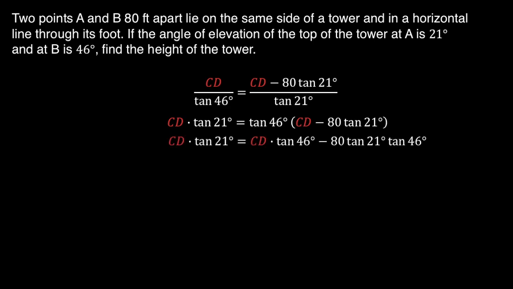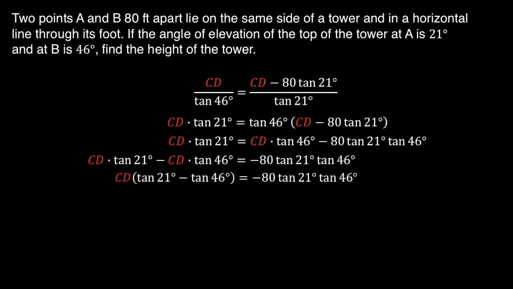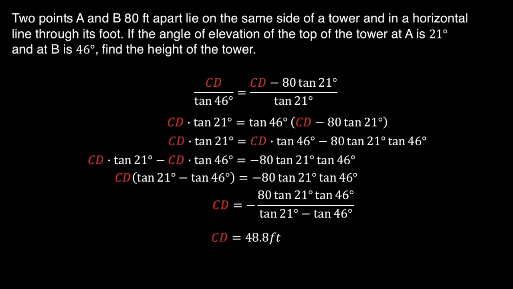We expand the right side of the equation by distributing CD. We get CD times tangent 21 equals CD tangent 46 minus AT tangent 21 times tangent 46. By subtraction property of equality, we get CD tangent 21 minus CD tangent 46 equals negative AT tangent 21 times tangent 46. We factor out CD on the left side of the equation. Then, to isolate CD, divide both sides by tangent 21 minus tangent 46. Calculating this expression, we get 48.8 feet.